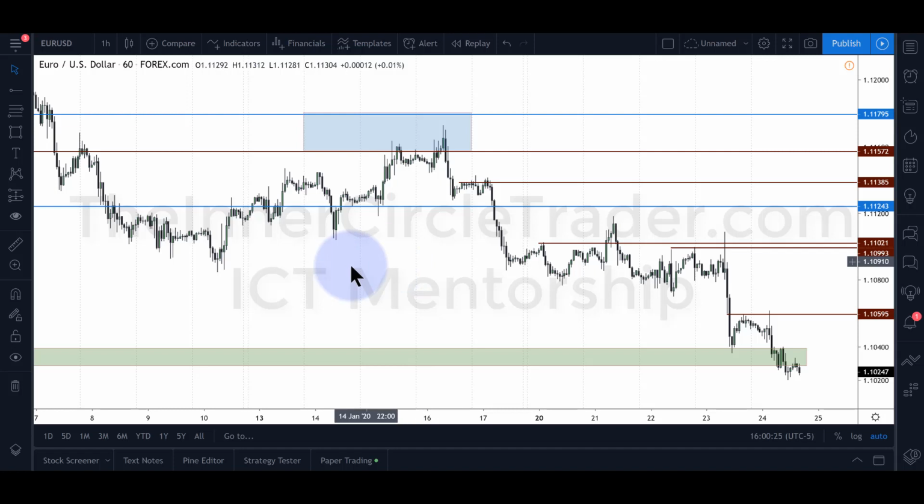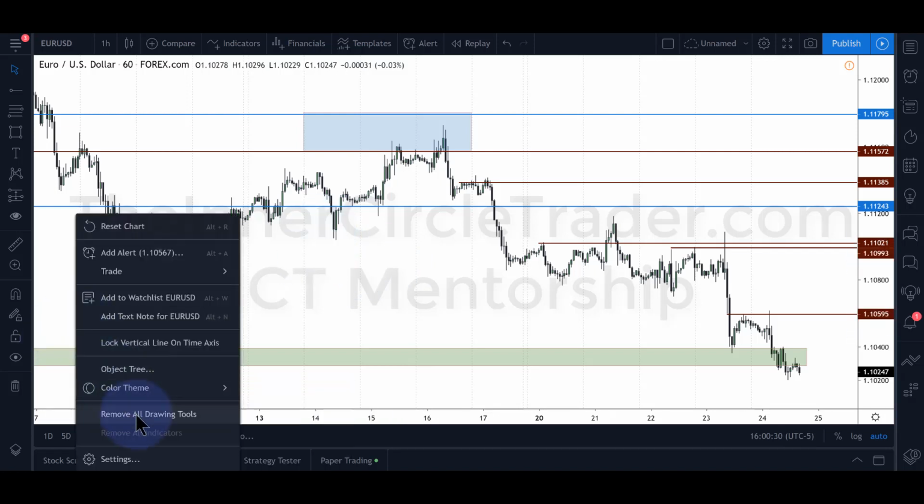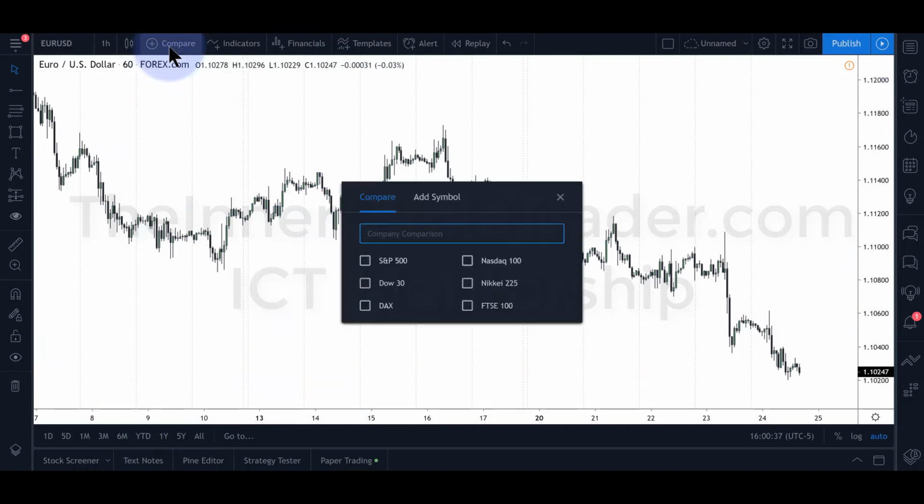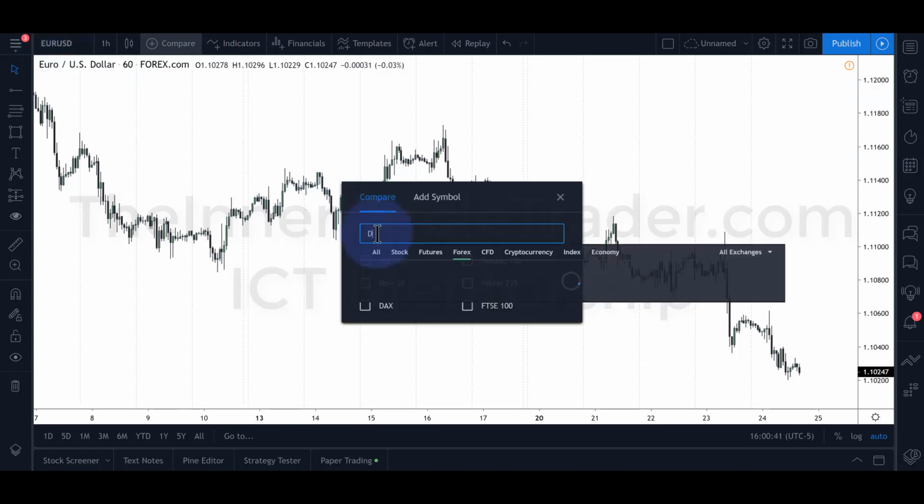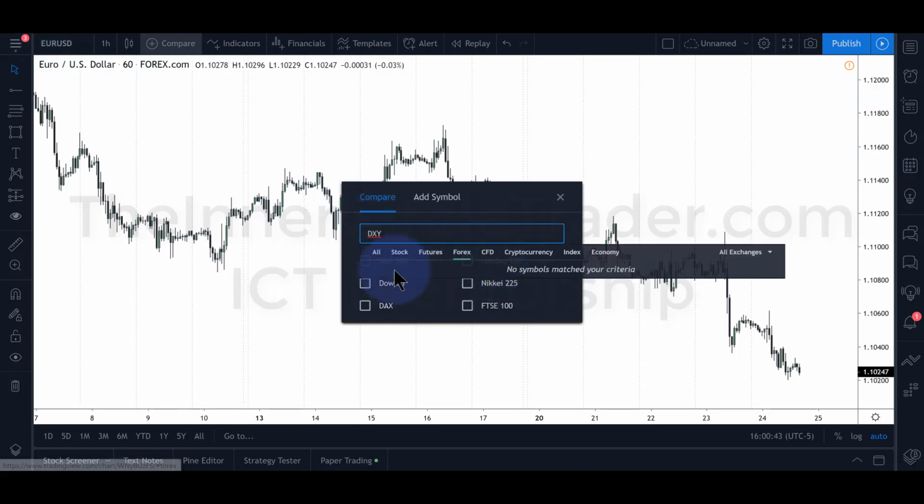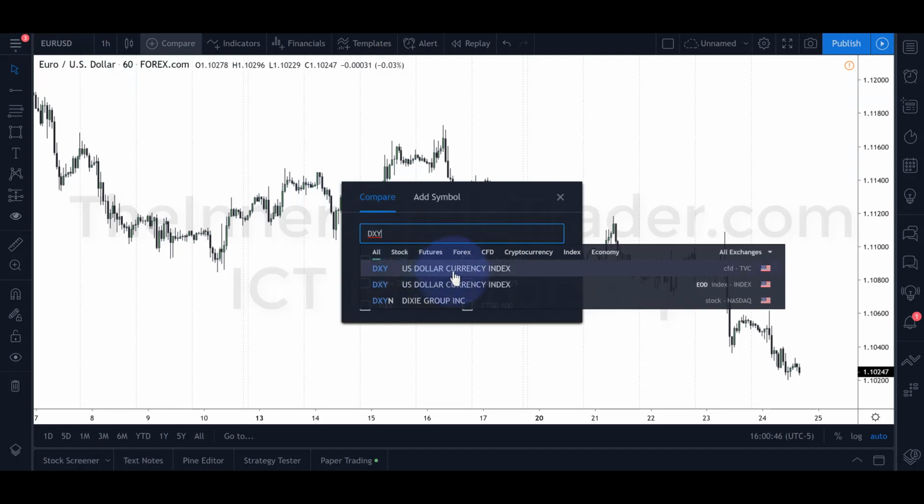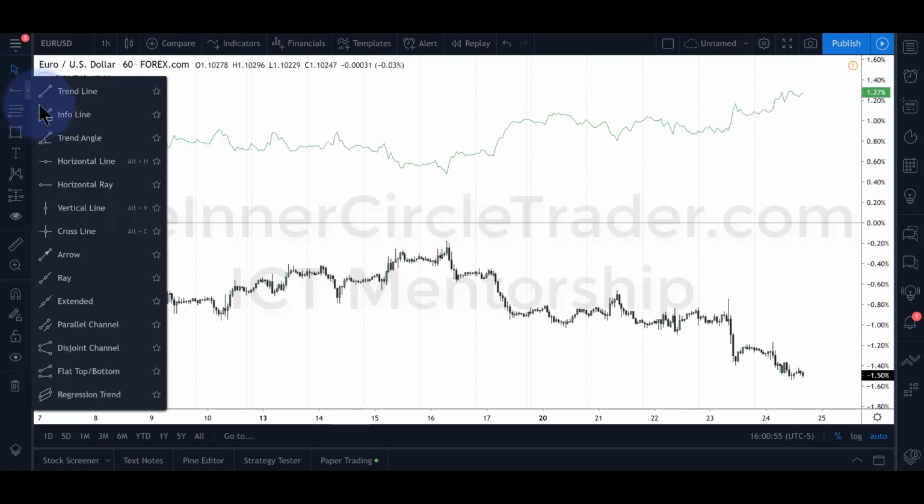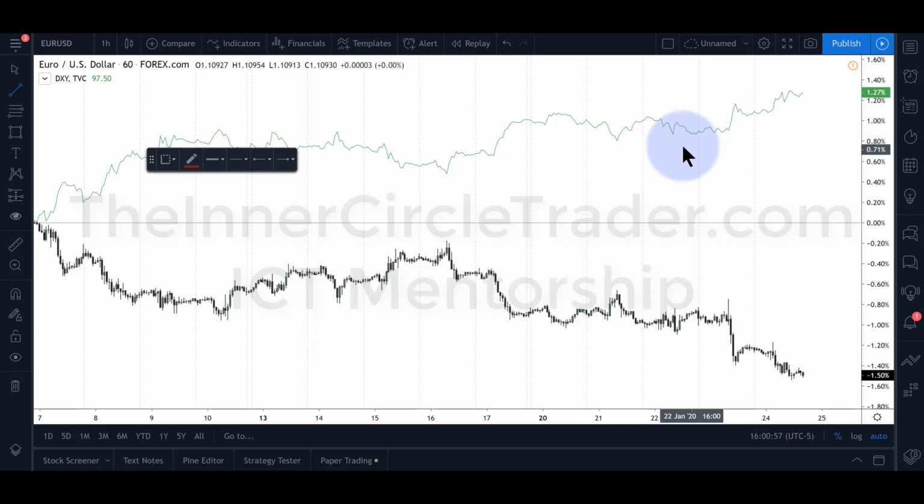All right, so now if we want to look at, let's get everything off the chart. And if you want to add an SMT divergence, you click on compare. And since I have Eurodollar on, you type in DXY for the dollar and make sure it's on all, because otherwise it wouldn't show up. And you click on the CFD TVC, and then it'll overlay it right here. And you can see the divergence right away. You don't even have to do anything to draw your attention to it. You should already see it.